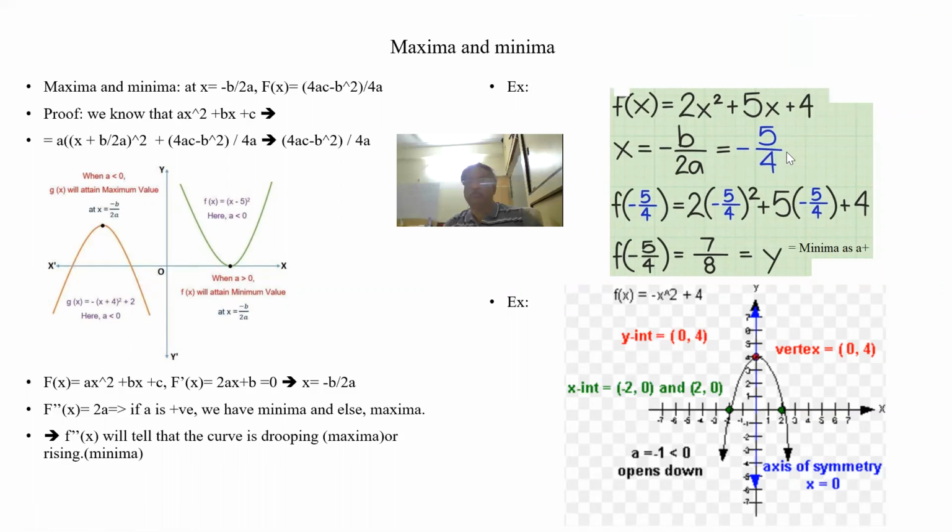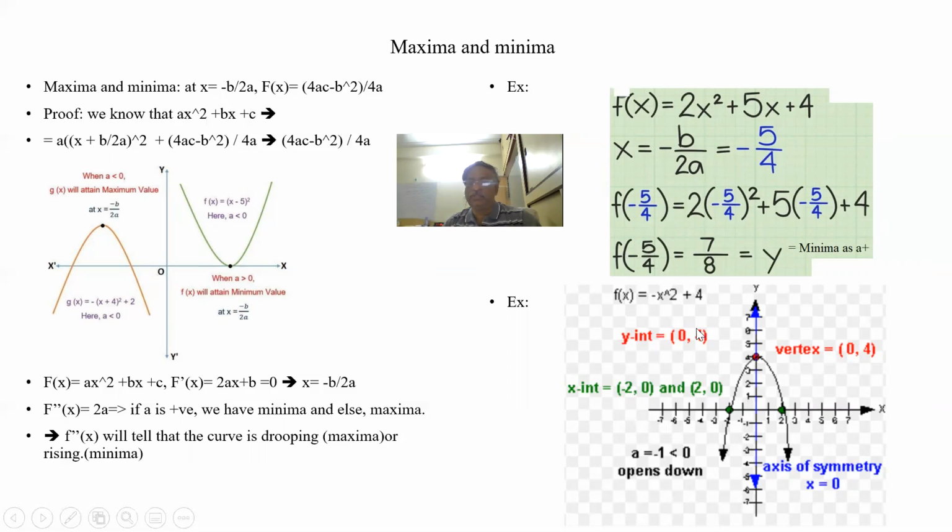Now let us see some examples. This is f of x. I put x is minus b by 2a, which is minus 5 by 4. When I substitute it, I am getting 7 by 8. So this is the minimum value because a is positive. It opens upwards. So I have a minimum value at this point.